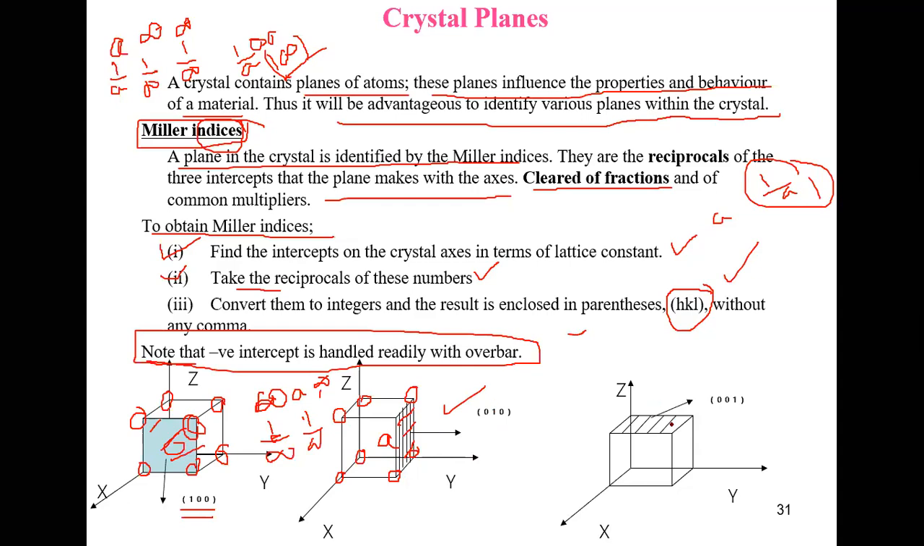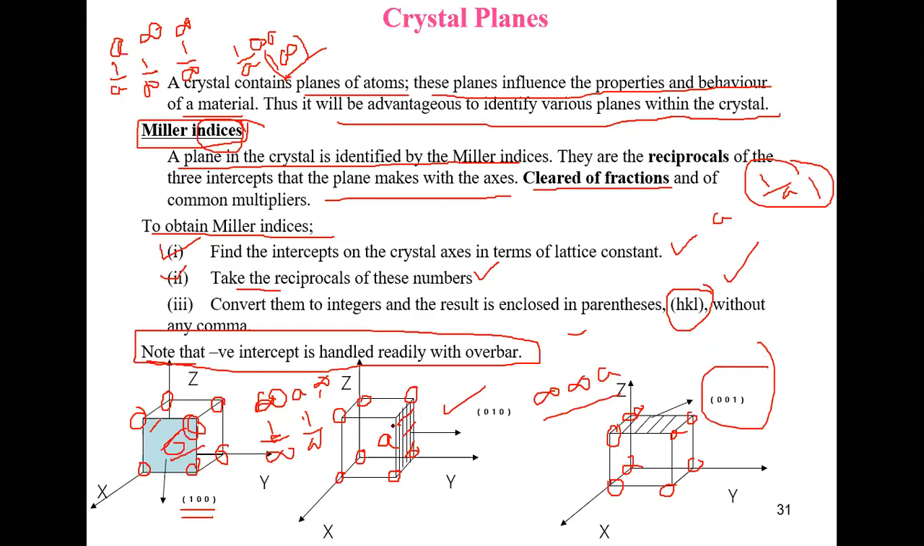Then if you want to calculate the Miller indices of the top plane, again you need to do these three jobs: find the intercepts on the crystallographic axis. This plane is parallel to the x and y axes. The intercept will be infinity for x, infinity for y, and a for z. If you take reciprocals and convert them into integers, it will be (0 0 1). That is how you will find the Miller indices of different crystal planes.